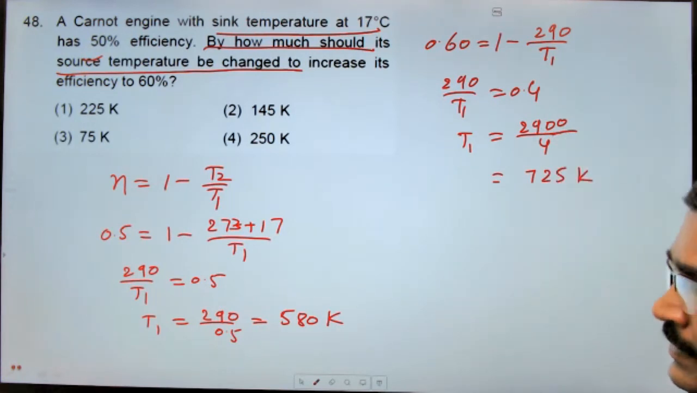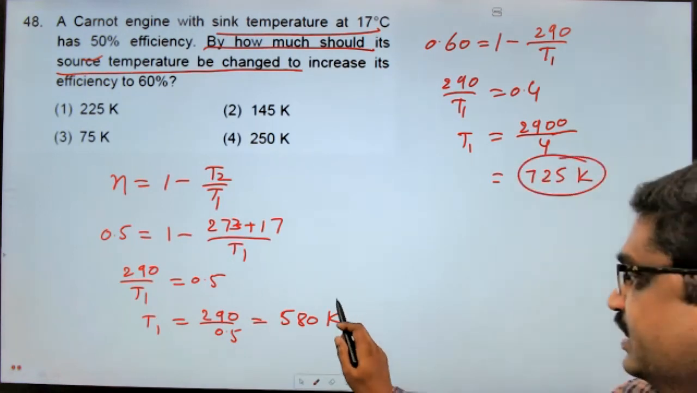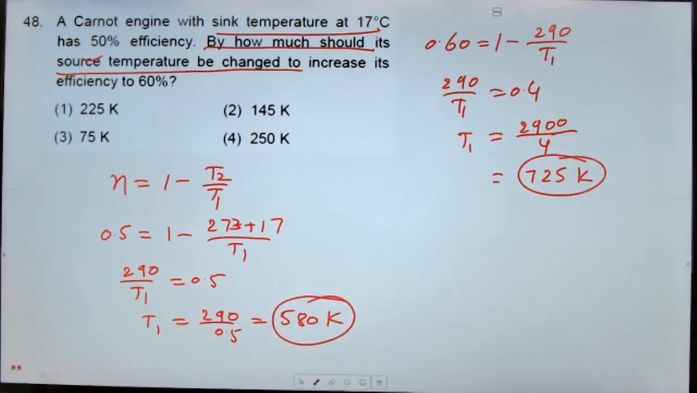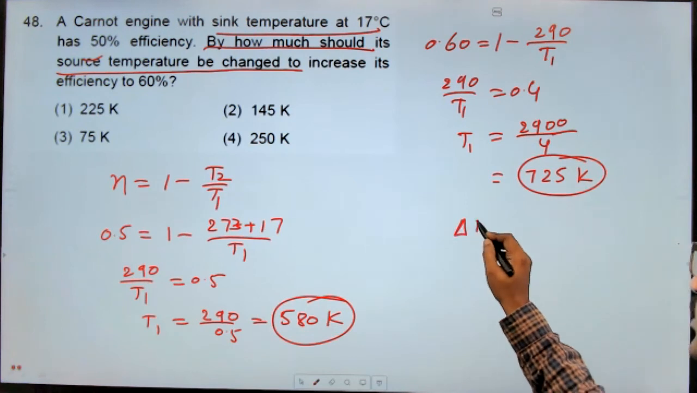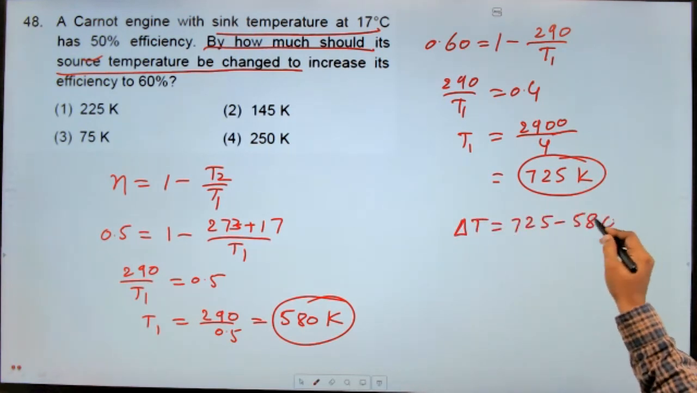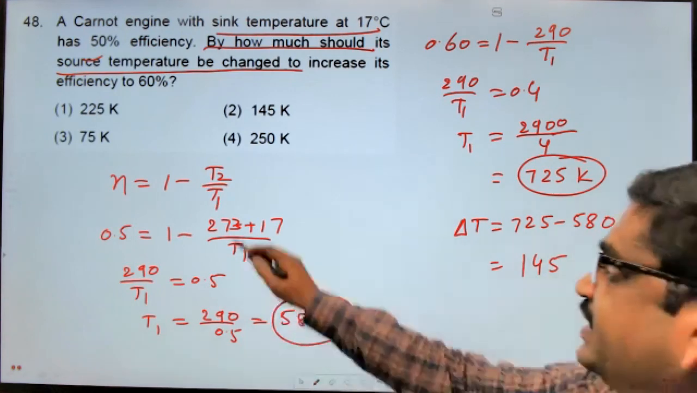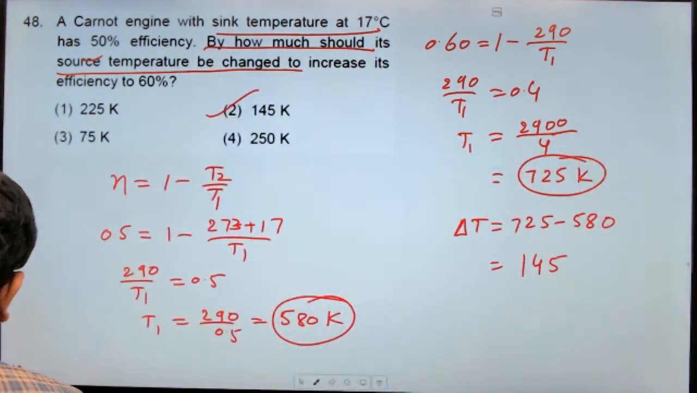725 Kelvin. Now, what is the increase in temperature? Final temperature is 725, initially is 580. Now, how much is the increase? Increase in temperature equal to 725 minus 580. So 145 Kelvin. He is asking about the increase, not the final.